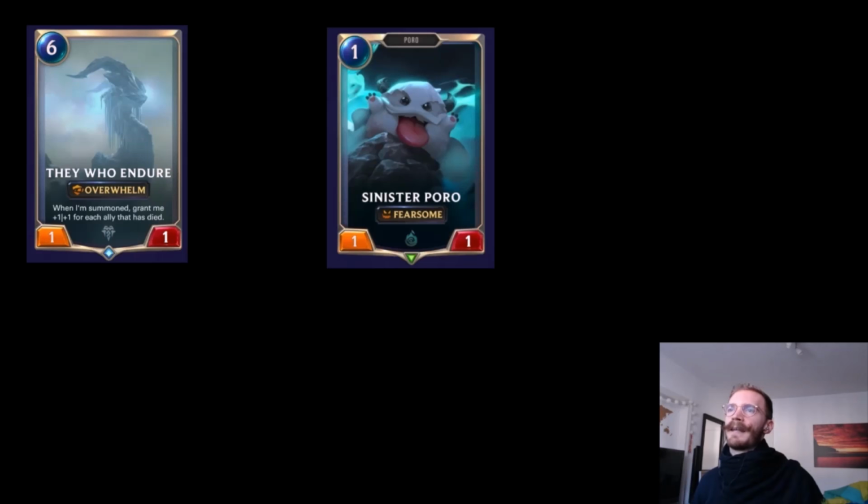So how does that affect the hand ranges of our opponent? They Who Endure is just about gonna be a 3 out of 40 chance of being in the opponent's hand, whereas cards like Sinister Poro are gonna be 3 out of 40 times 0.01%, which is virtually nothing and we don't have to bother to play around it.